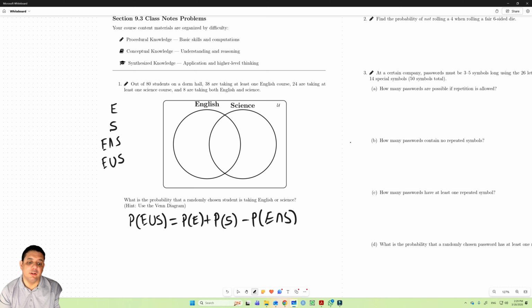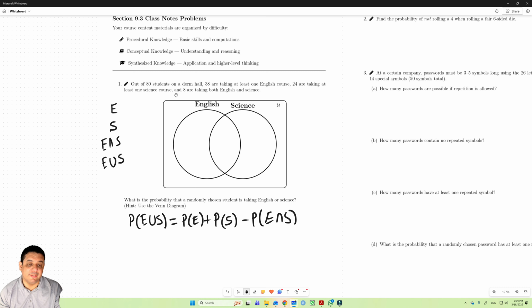Okay, so it's going to be very useful for us to find how much is each of these. Now, that information is going to come from here. We have 80 students in a dorm, and 38 are taking at least one English course. Because those 38 might include people that are taking science, we cannot take that into account yet. It says 24 are taking at least one science course, same scenario.